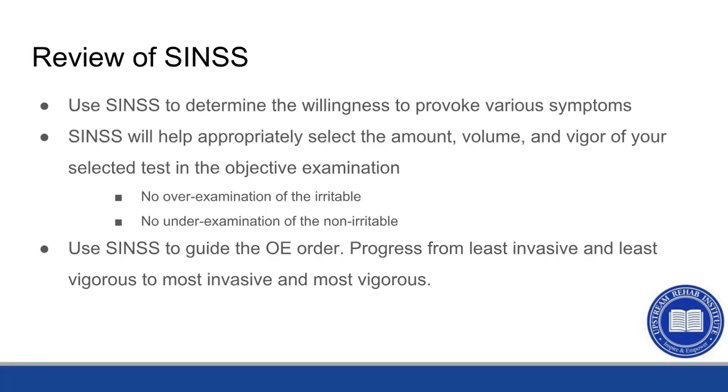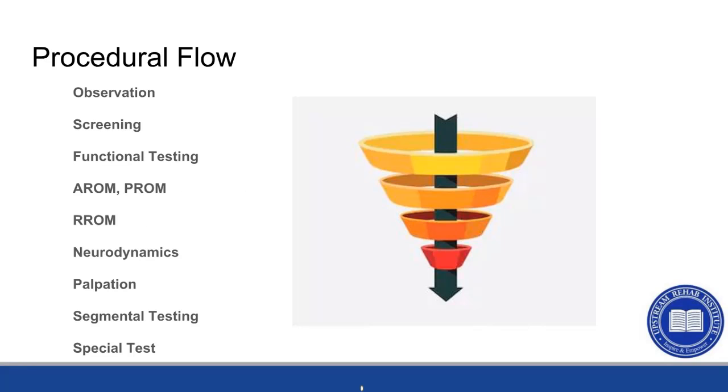We might work our way around it and use that at the very end, or even do those in unloaded positions, based on the sense that we gain from our subjective examination. So here's the procedural flow. Again, your SINS model will help determine where you put what, but for the most part, this is the order you would follow during your examination.